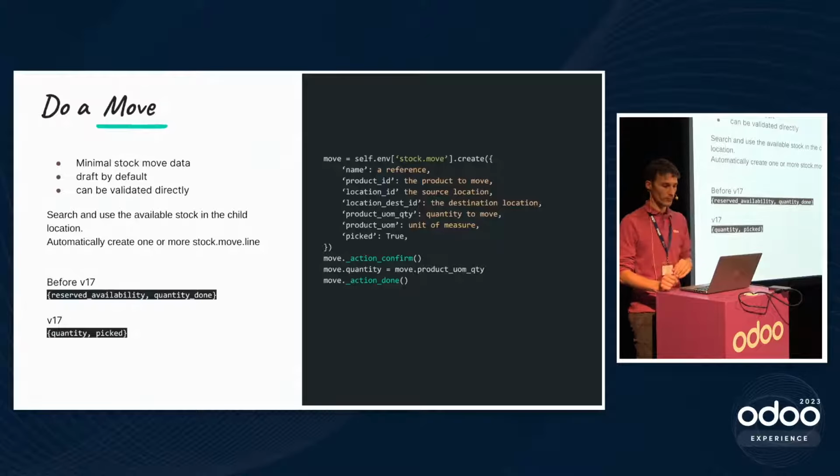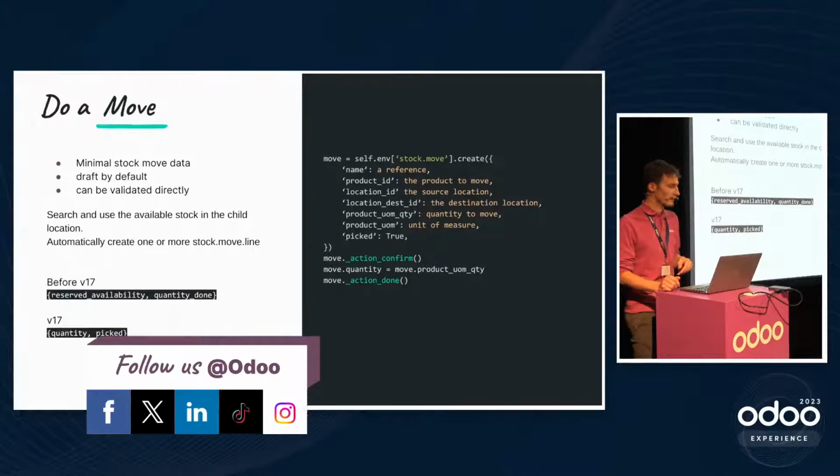Then action confirm sets the move as ready to be processed. You specify in the second quantity field what you want to actually move. So it can be different than the initial demand. Sometimes the move has a different meaning than the previous one. So you can change the value, and then you validate.